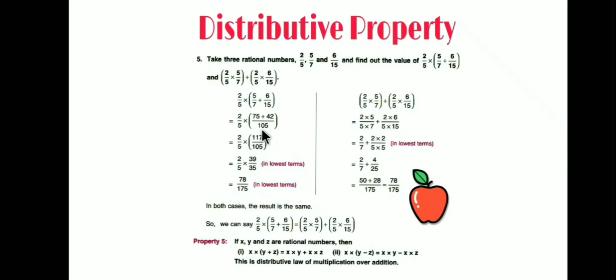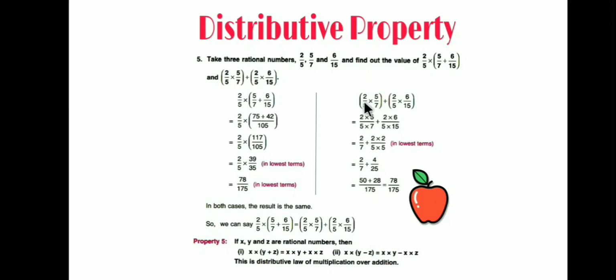Now we will bring this rational number to its standard form. We get the value as 39 upon 35. Now we will multiply the sum by 2 upon 5. 2 upon 5 into 39 upon 35 is equal to 78 upon 175. Now this rational number is in standard form.